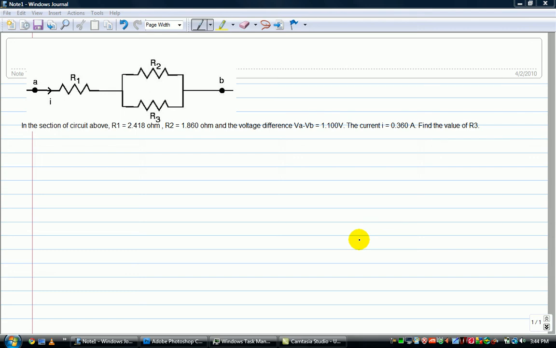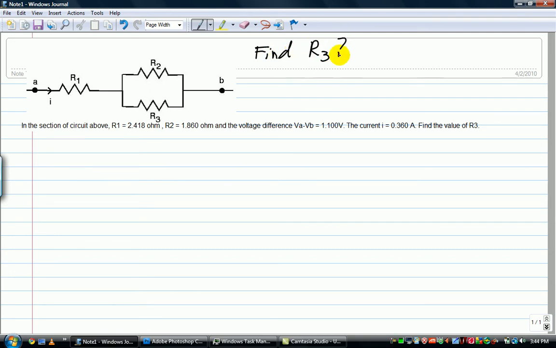I thought I'd try making a video tutorial on how to find and apply Ohm's law in this particular LON-CAPA problem. The problem gives us some resistance values, some voltage, and some current values, and it asks us to find R3.